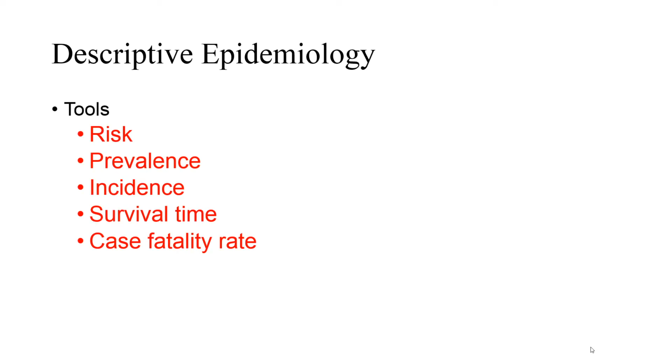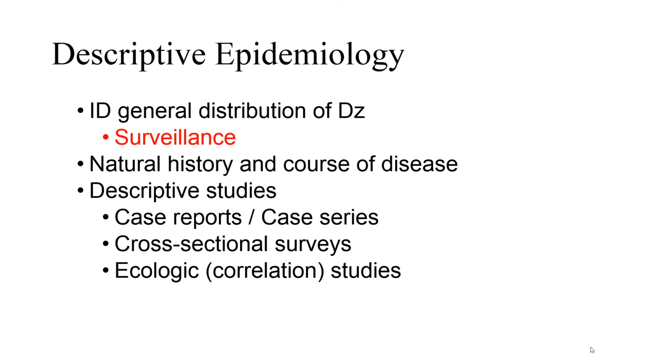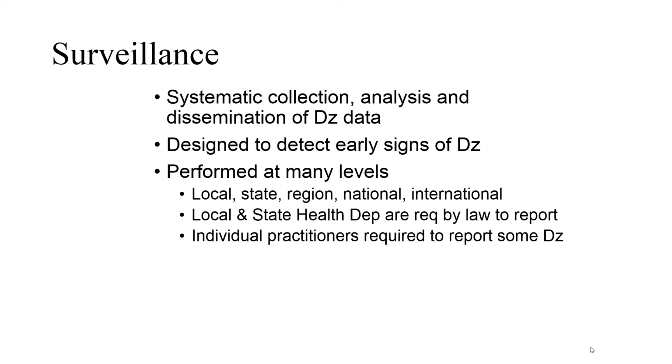Descriptive epidemiology tools include risk, prevalence, and incidence, which we'll go into later in this course, survival time, as well as case fatality rate. Descriptive epidemiology identifies general distributions of disease for surveillance purposes, and the natural history of the course of a disease. Descriptive studies can also do case reports, case series, cross-sectional surveys, or ecological correlation studies.